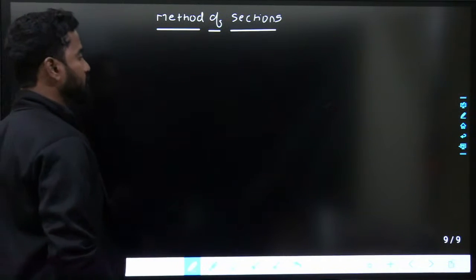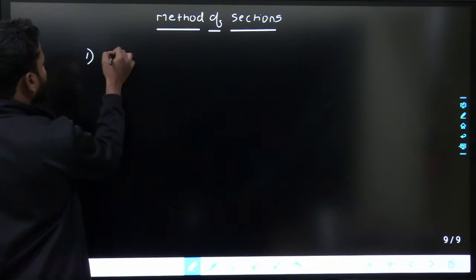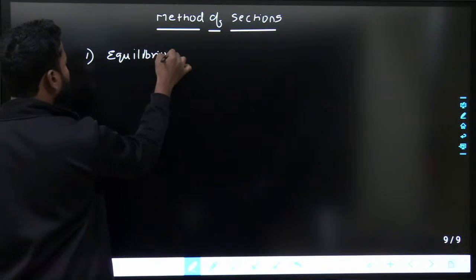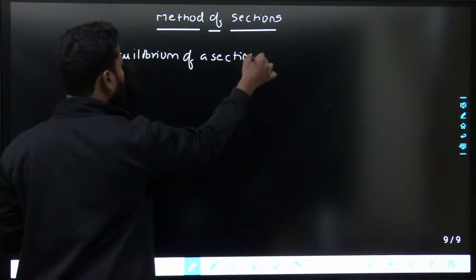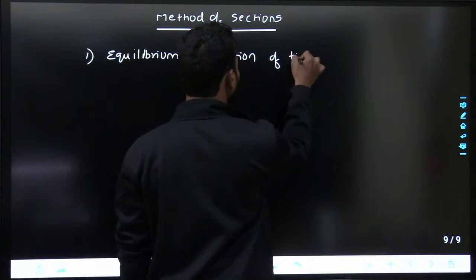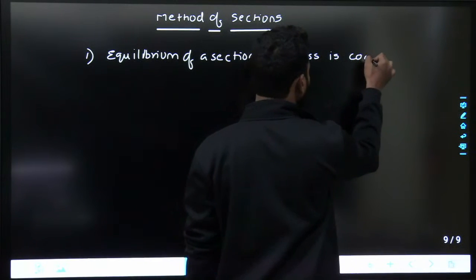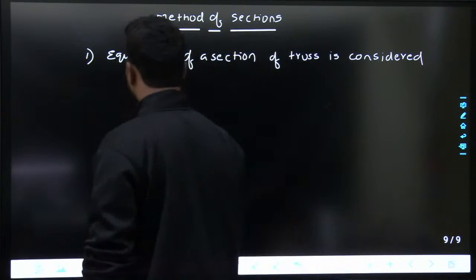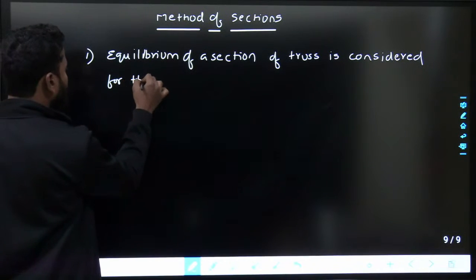So, method of sections. What exactly will you do in the method of sections? Here, equilibrium of a section of truss is considered for the analysis.